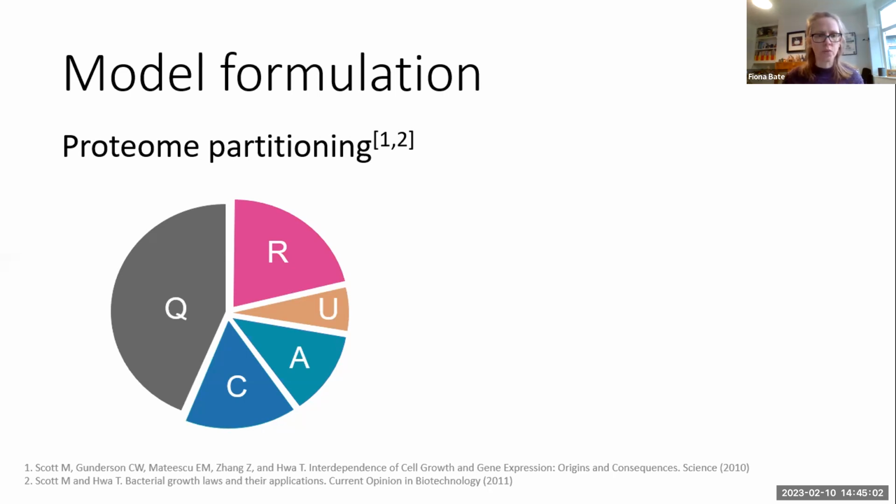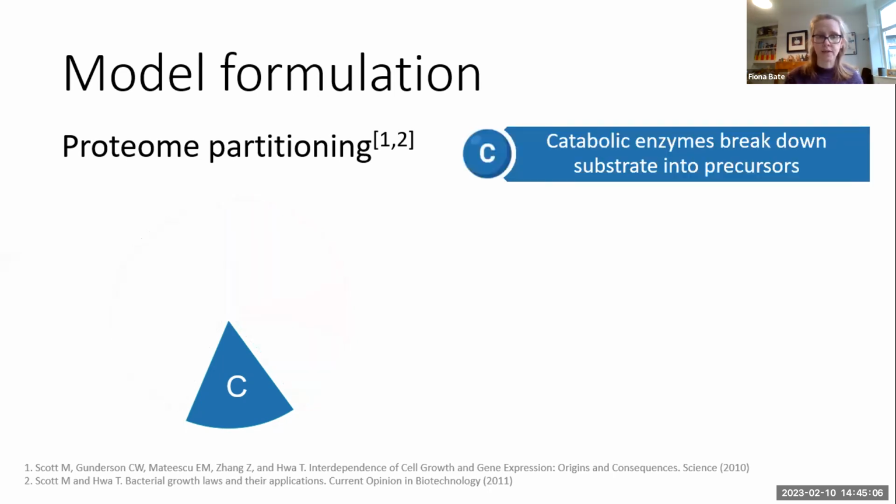So I'll just describe what each of these sectors is. The C sector here is made up of catabolic enzymes that break down substrate into carbon precursors in the cell.